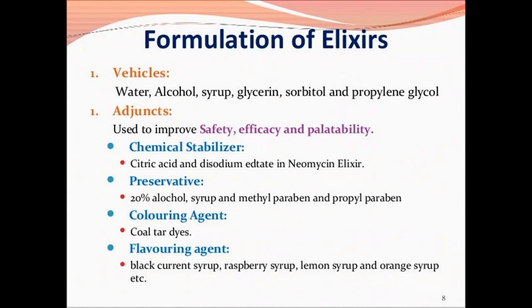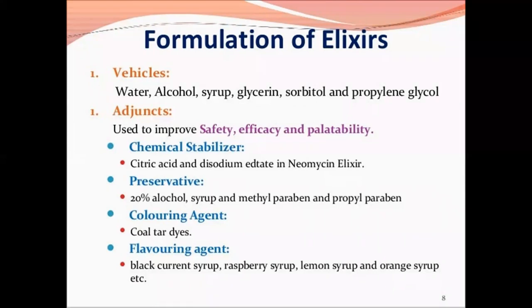The next one is chemical stabilizer. The various chemicals or solvents are mainly added into the elixir to make a stable elixir. Stabilizer means they make the preparation stable. Then their examples are neomycin elixir in which citric acid is added to adjust the pH between 4 to 5. pH adjust करण्यासाठी citric acid neomycin च्या elixir मध्ये add केला जातो. Then another example, citric acid and disodium edetate in neomycin elixir.